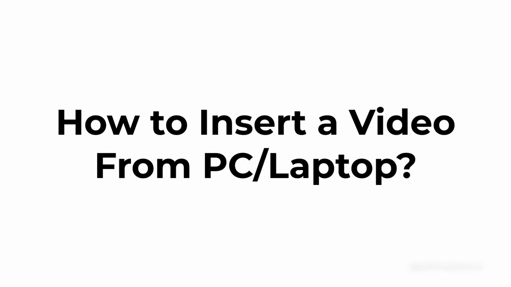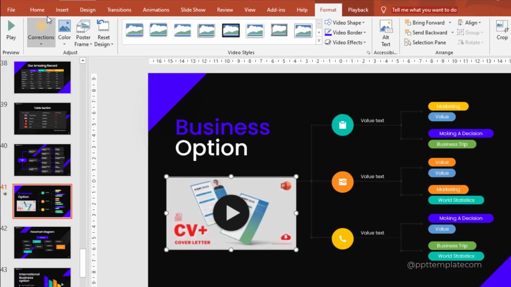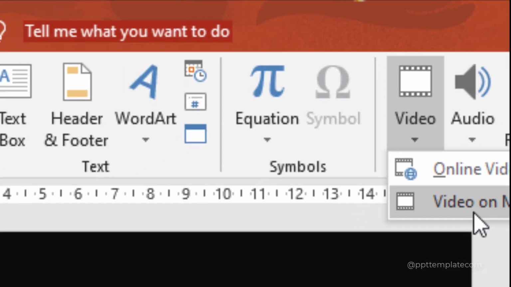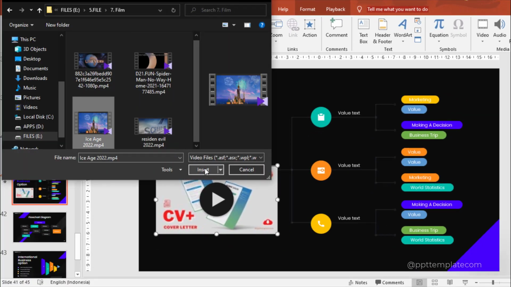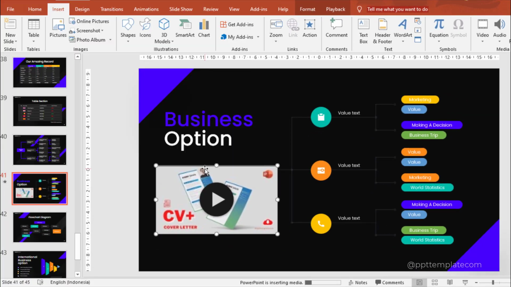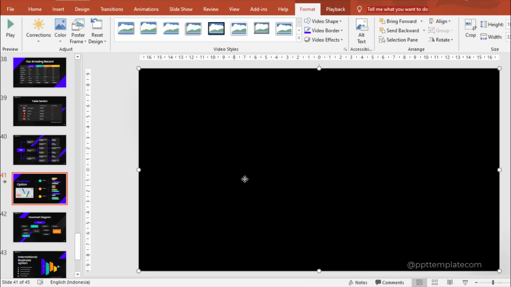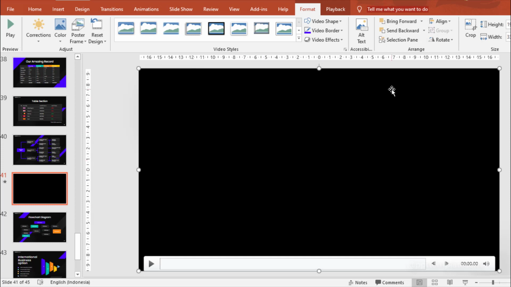How to insert a video. Select tab Insert. Click Video and select Video on Media. Browsing your PC and select the video file. Click Insert and setting position video in slides.